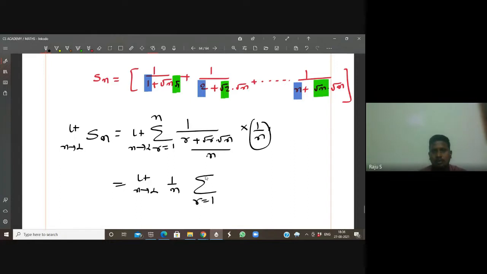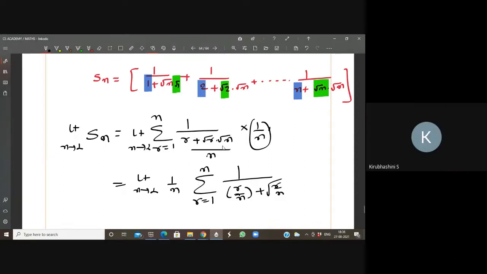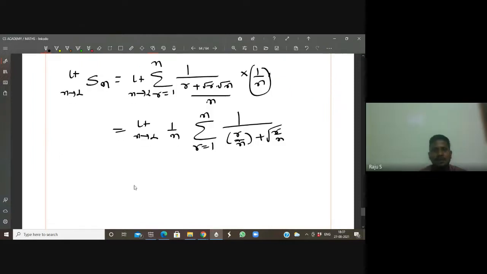Summation r is equal to 1 to n, 1 by, shall I write separately, square root of r by n? Students, shall I write square root of r by n? Yes, sir. Now you can write simply 1 by n becomes dx, this limit summation becomes integral 0 to 1. r by n becomes x, 1 by x plus root x. This value you have to evaluate.